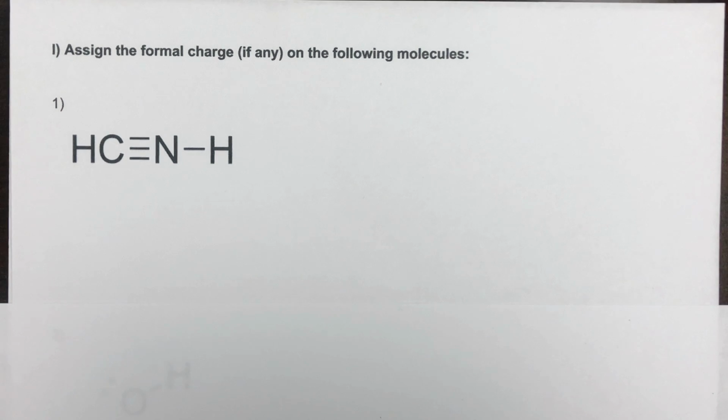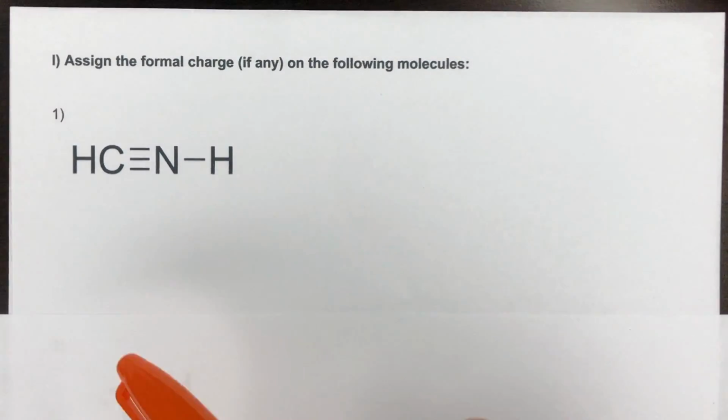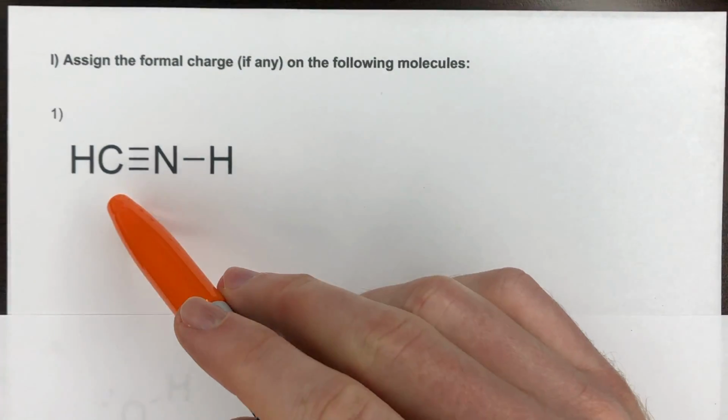So we're going to have to look at each atom in our molecule, and if you have a hydrogen-rich compound, like here it's not very hydrogen-rich, but there's hydrogen, I would do the hydrogen last, because it's more than likely that the hydrogen is not going to have a formal charge. So with that, let's start with the carbon then.